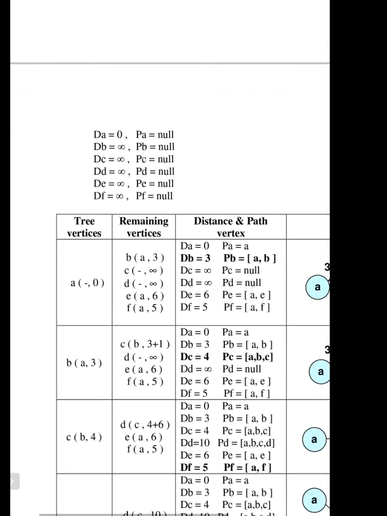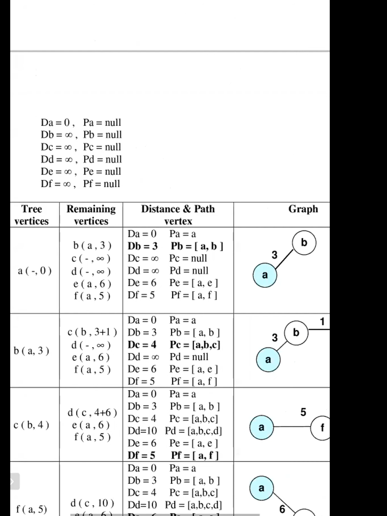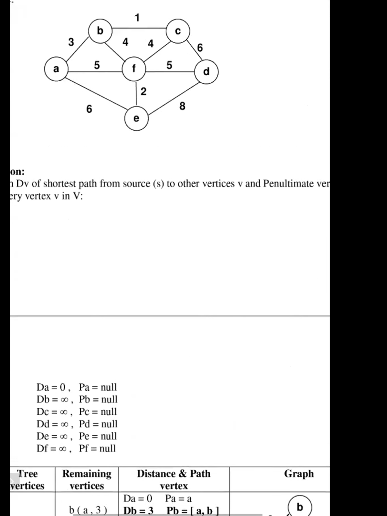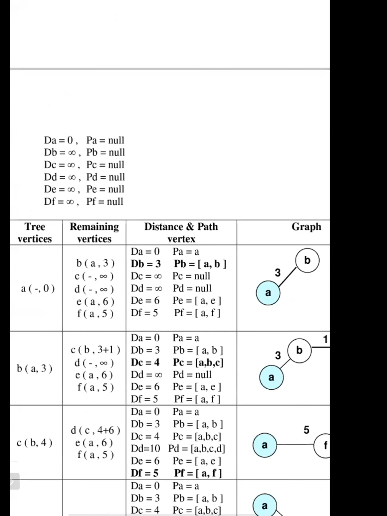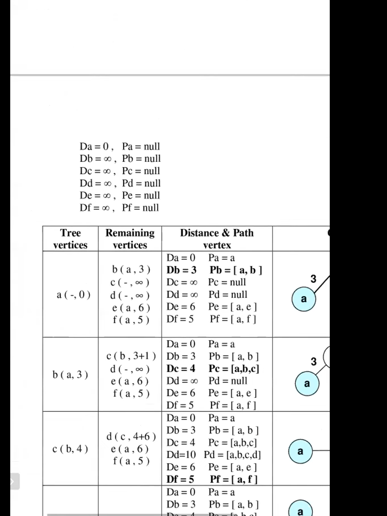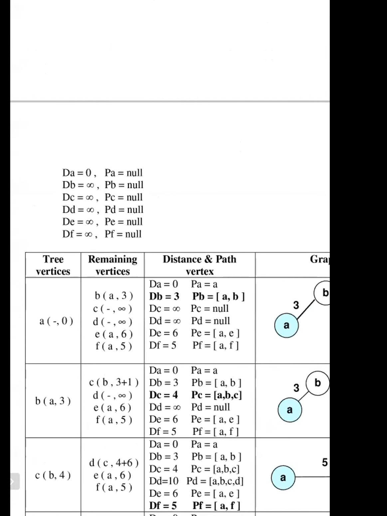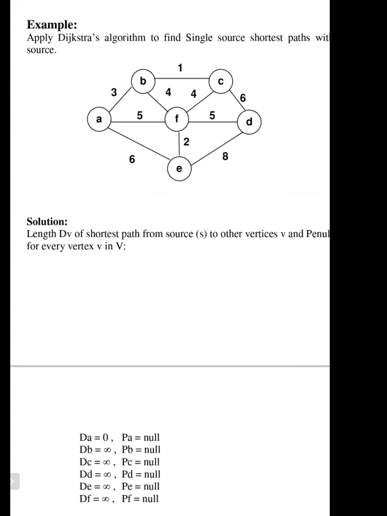Now it is the distance and path matrix, you can say. So dA is equal to 0, and dB is the distance from source A to vertex B, which is 3. So dB is equal to 3, and dC and dD, because C and D are not directly connected, are infinity. And for E and F, it is 6 and 5. For E it is 6, and for F it is 5.